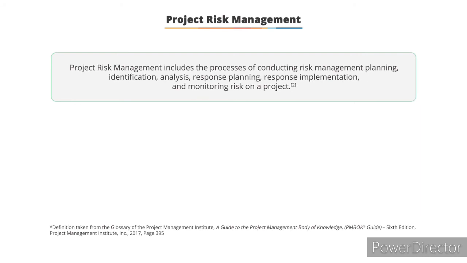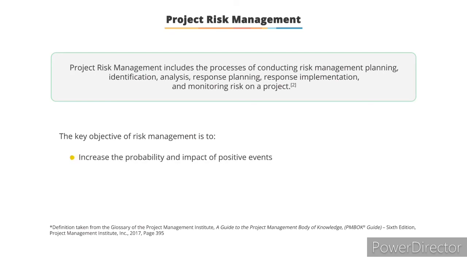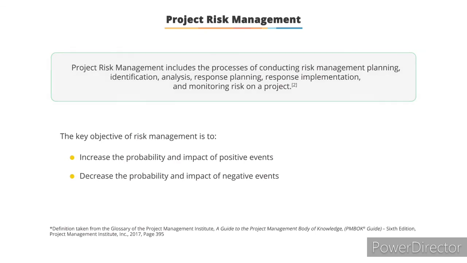Project risk management includes the processes of conducting risk management planning, identification, analysis, response planning, and controlling risk on a project. The key objective of risk management is to increase the probability and/or the impact of positive events and decrease the probability and/or impact of negative events. In the next screen, let's look into a business scenario to understand some of these concepts better.